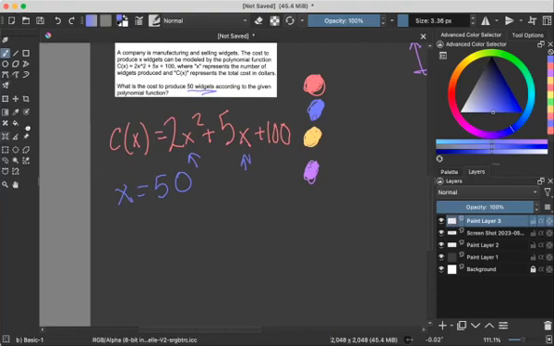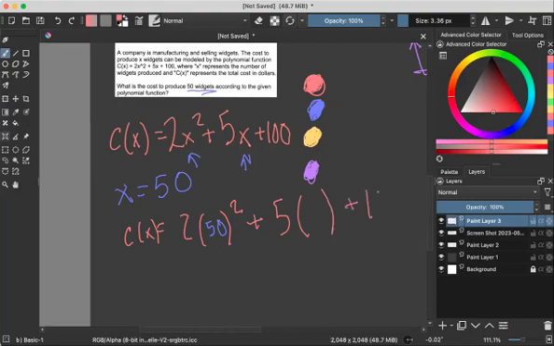Which gives us the equation C(x) equals 2 times 50 squared, plus 5 times 50, plus 100.